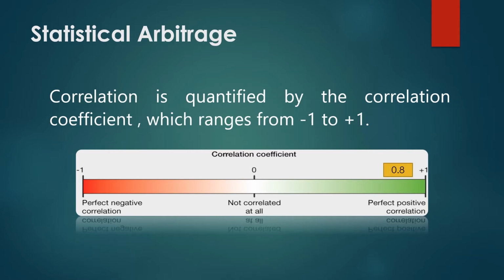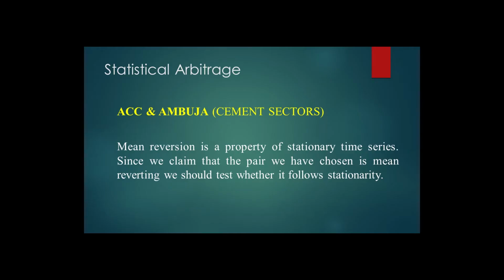Now, let's move forward with an example. We consider the ACC and Ambuja pair. We implement a mean reversion strategy on this pair. Before we move forward, you must know what mean reversion is. Mean reversion is a property of a stationary time series. Since we claim that the pair we have chosen is mean reverting, we should test whether it is stationary or not.